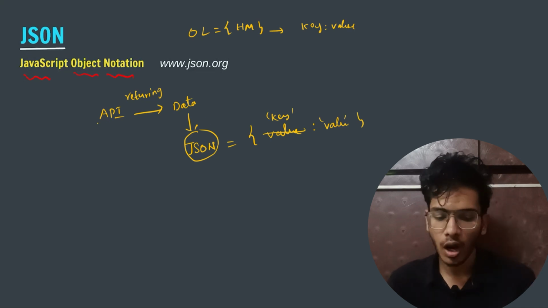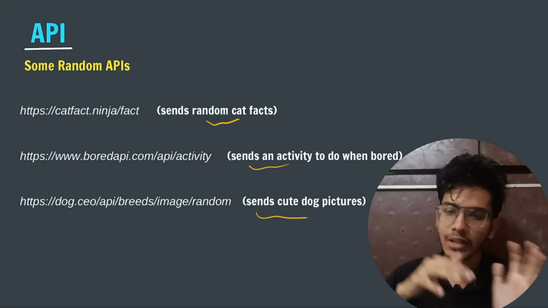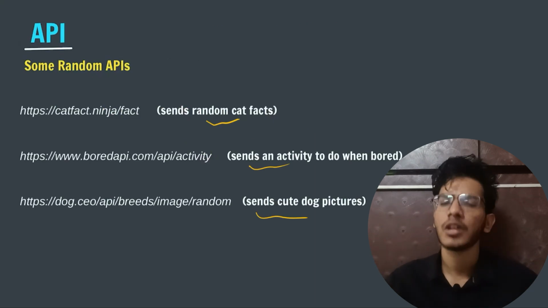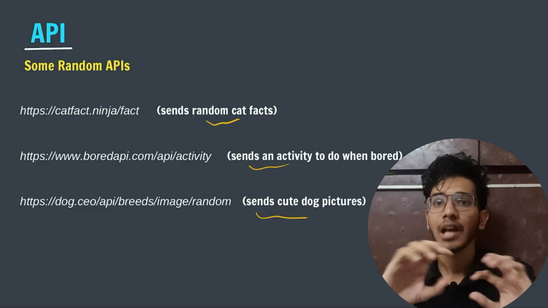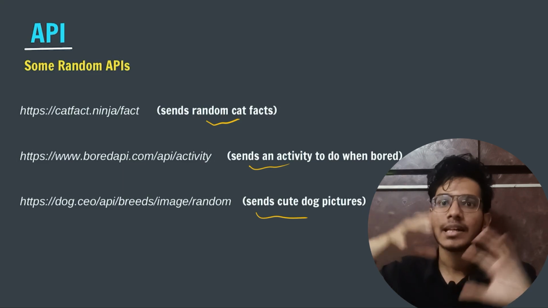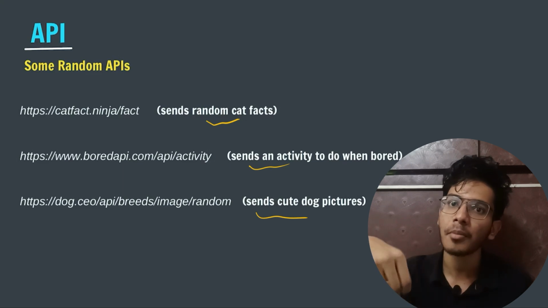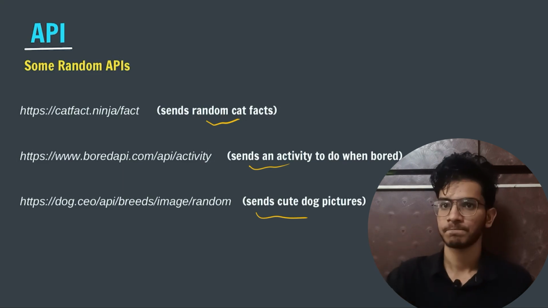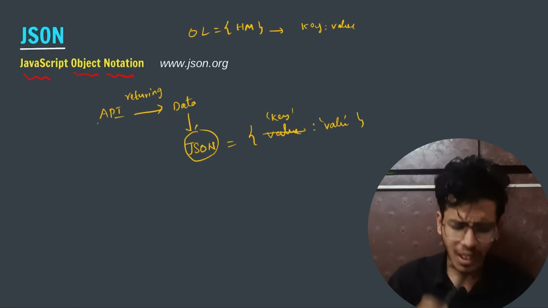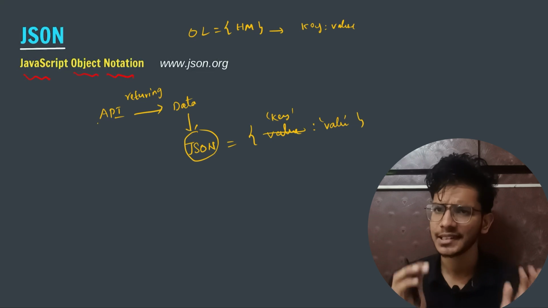If I call the dog API, then what will I get? I will get the entire information about that dog. If I am calling cat fact, then I will get the entire information of the cat fact in the form of key value pair. I hope you are getting it. Like this, we'll get APIs in the form of JSON.